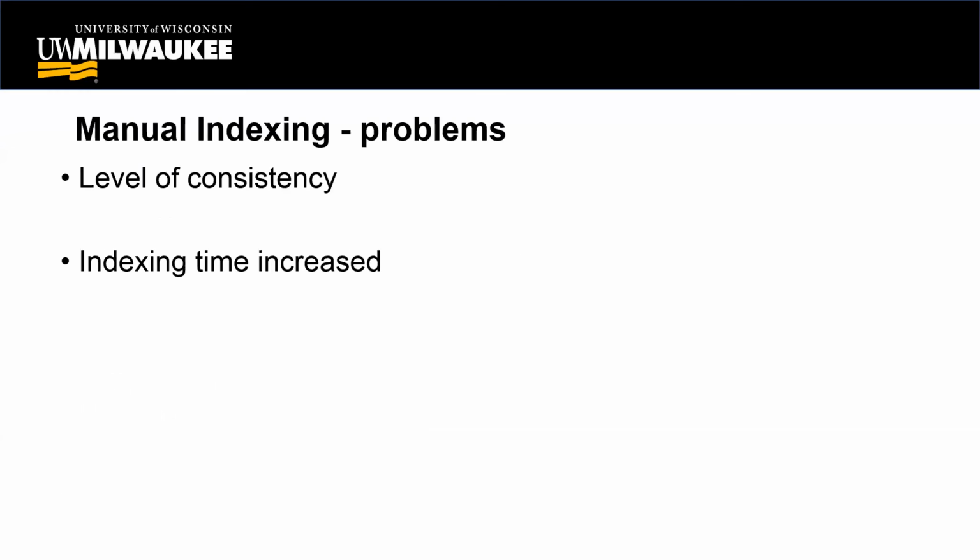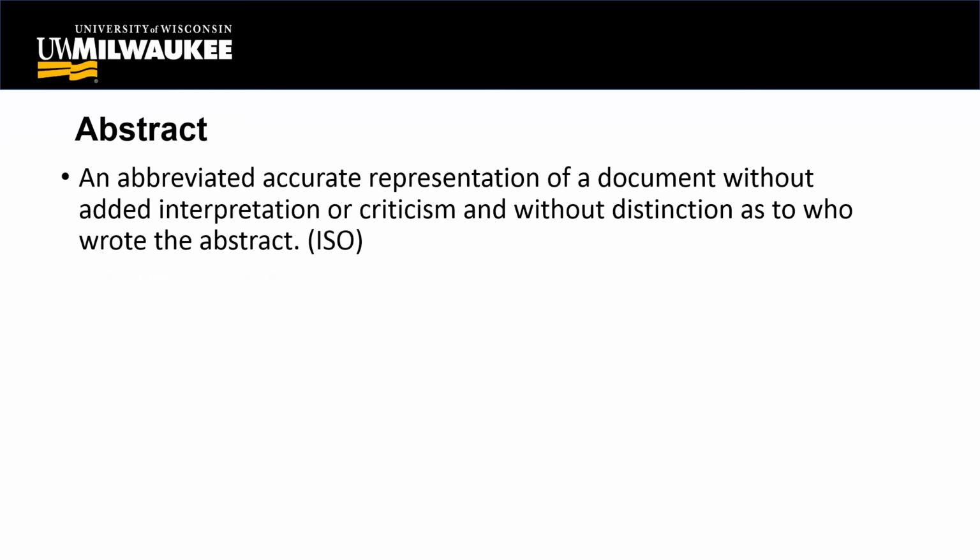Manual indexing also has some problems, such as the level of consistency, as we mentioned, right? Because different indexers might have different choices. And indexing time, of course, is very much. You have to read the documents. You have to check the thesaurus. Now let's talk about the abstract. An abstract is another way of representing a document.